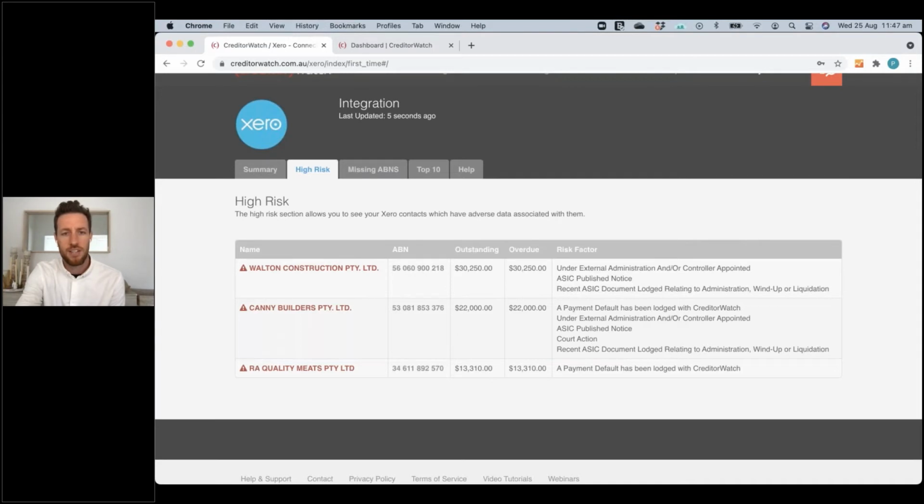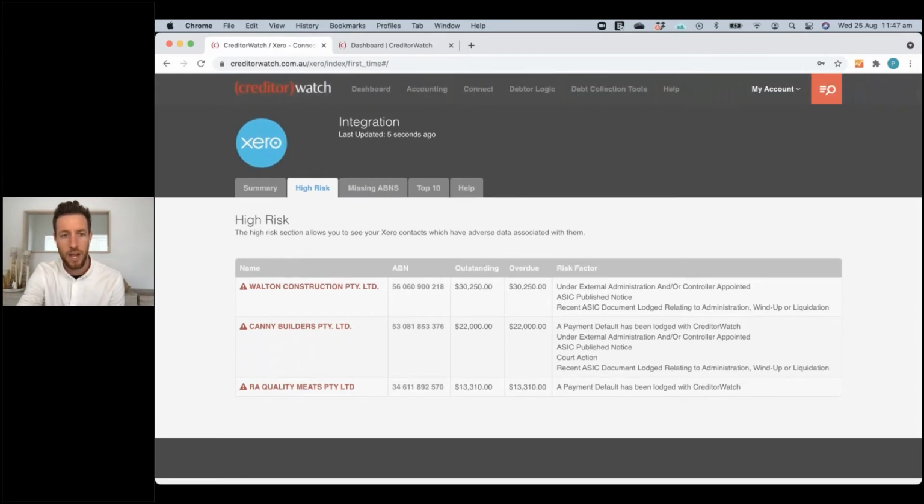In this case, we can see the first one has $30,000 overdue. They're in administration, and there's a published insolvency notice against it, as well as a document from ASIC relating to administration or winding up. Canny Builders, a similar sort of story here, plus there's a payment default. And then a less obviously risky one here is the one with the sole payment default.